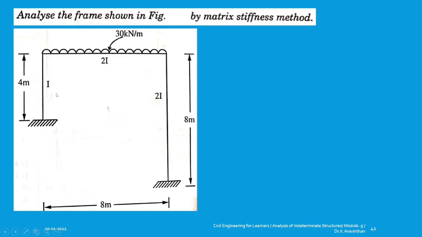And the second case is you have I here and you have 2 times I. The moment of inertia is higher at one end and lower at the other end. So this is one of the reasons to make a sway. So what happens? The column, if you are loading, there will be a slight deviation. So this frame deflects in one direction.